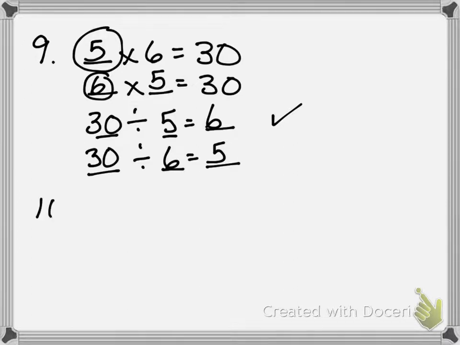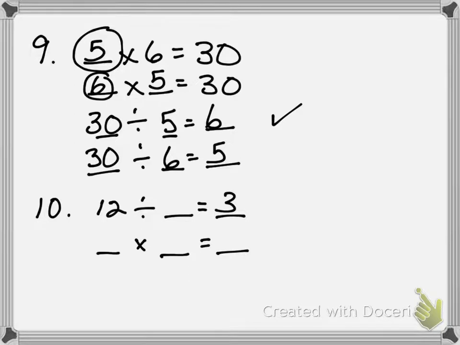All right, and number 10, we're just going to do like a little drill here. So as fast as you can, I'll show you how this is going to work. You're going to write the times table that pops into your head when you see this, okay? So here we go. We're going to do easy times tables so that everybody knows them. So 12 divided by something equals 3. Okay, as fast as you can, write the times table that pops into your head when you look at that.